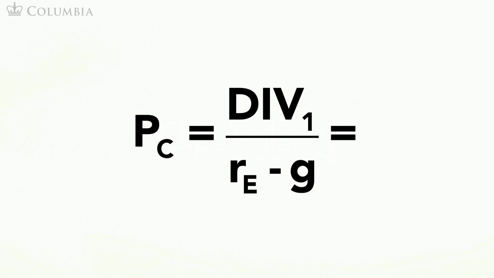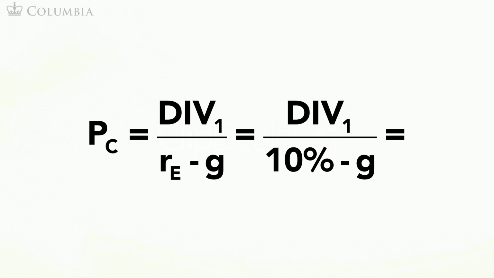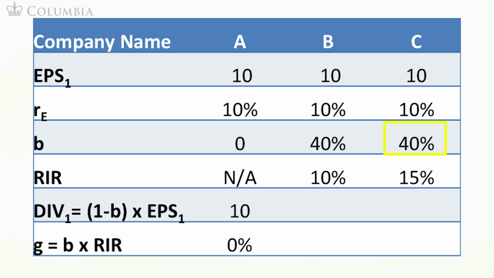Now, let's compute the price of Firm C. The cost of equity is 10%. Now, Firm C retains 40% of its earnings and pays out the remaining 60%. The dividend in year 1 is 60% of the earnings per share, or 60% of 10, that is $6.